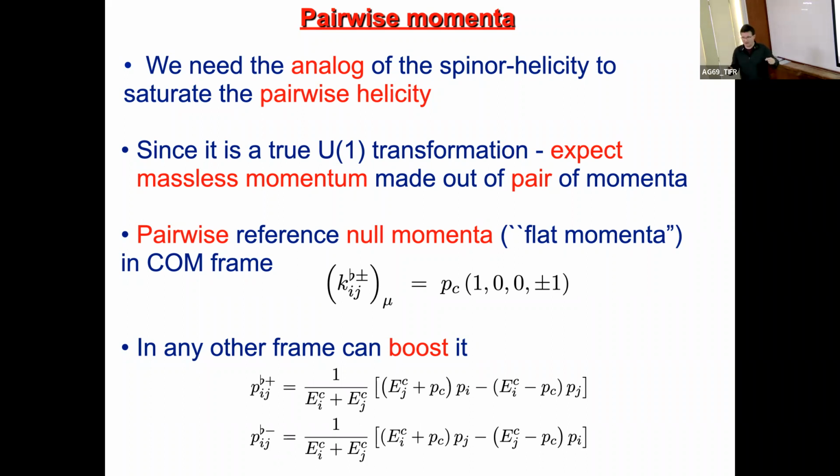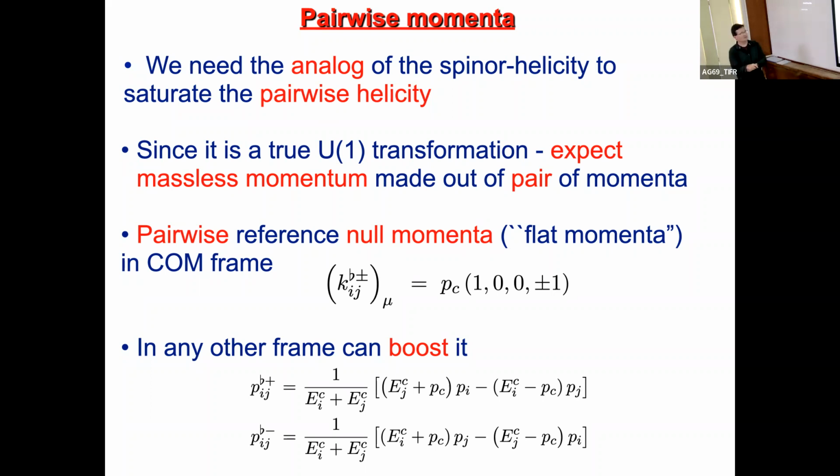However, out of a pair of massive momenta, you can always make a linear combination that is actually like a massless momentum. So if you have P1 and P2, neither of them is massless, but you can take a linear combination of the two and make it a massless momentum. Okay? In fact, that's what we did. And we call these the flat momenta.